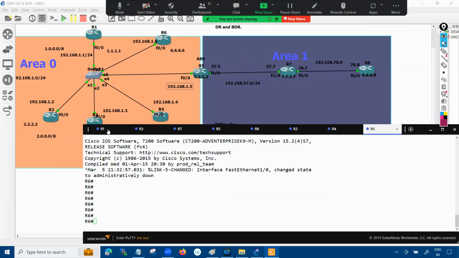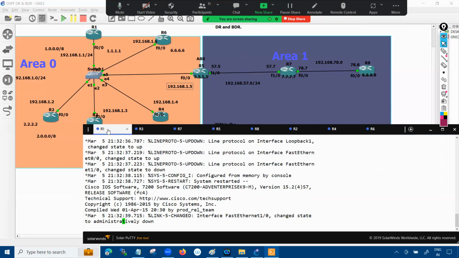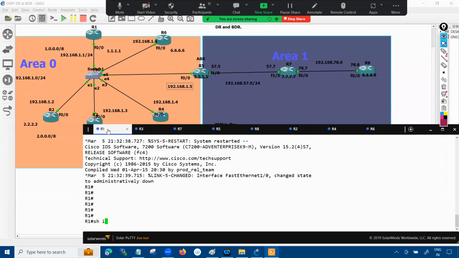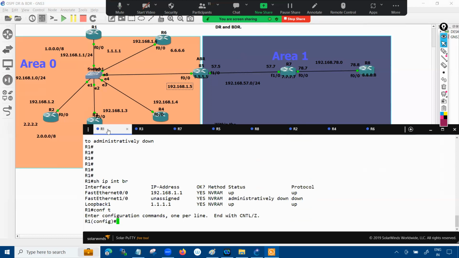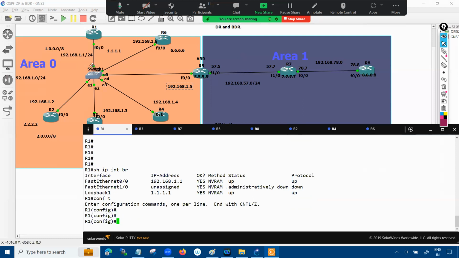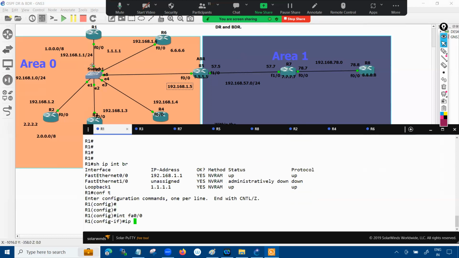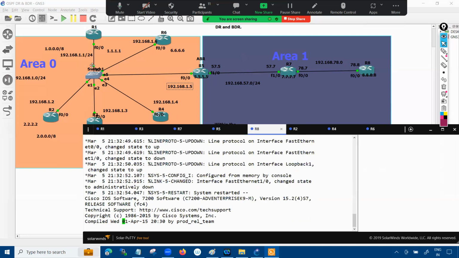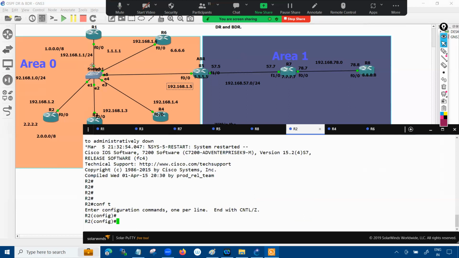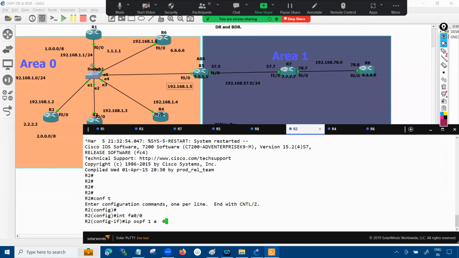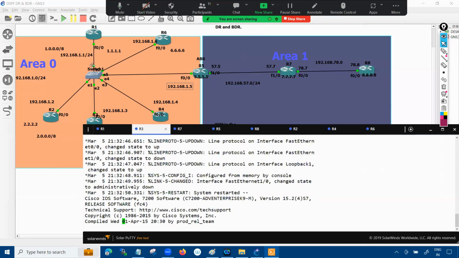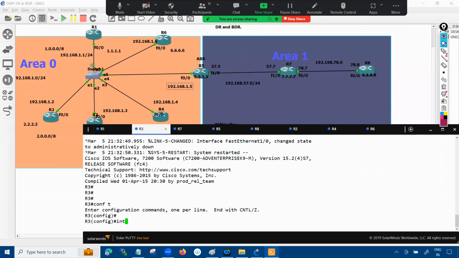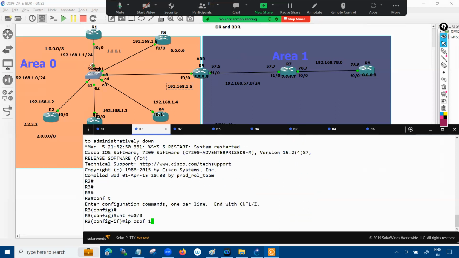So I already have all the interfaces configured, right? If you see that, the IP interface brief information is given over there. I'm just going to enable interface 0/0 with ip ospf 1 area 0. On router number 2 as well, interface 0/0 ip ospf 1 area 0. On R3 as well, interface 0/0 ip ospf 1 area 0.